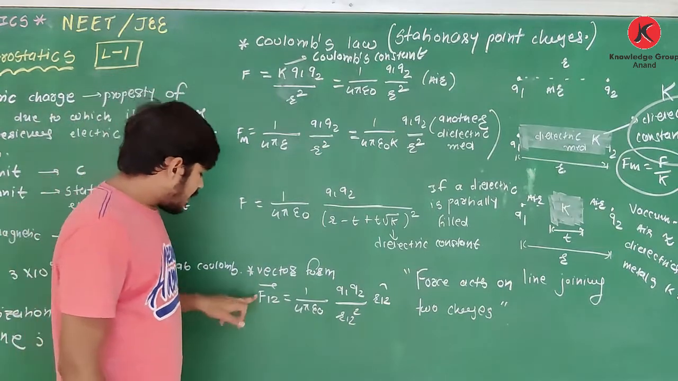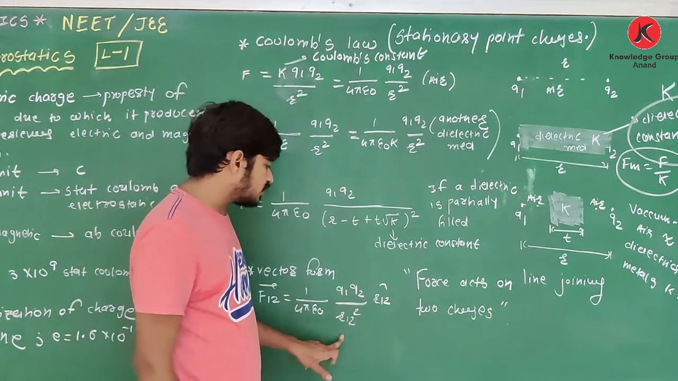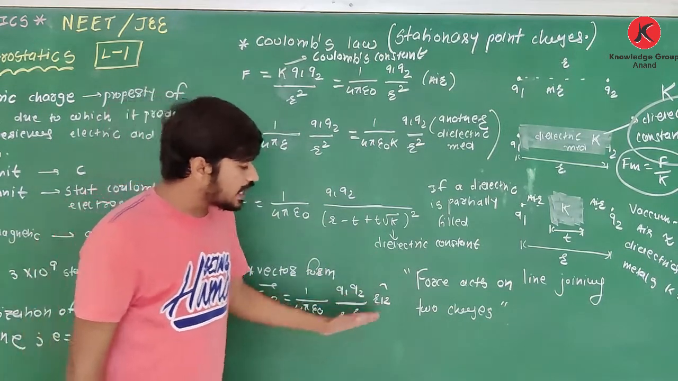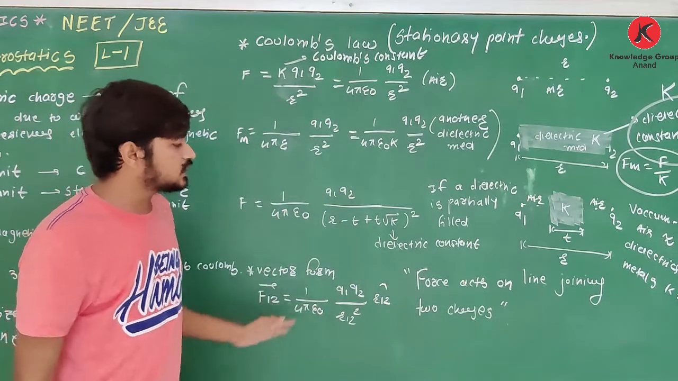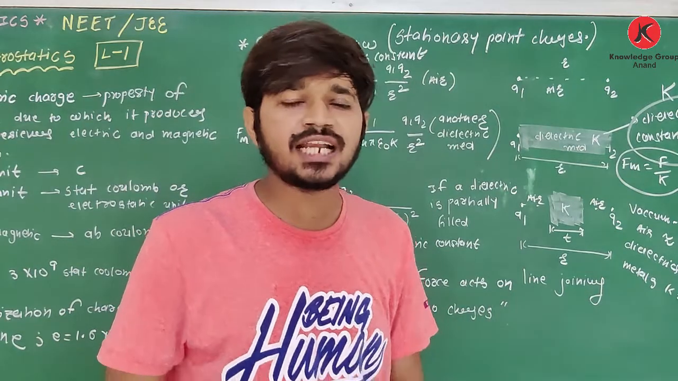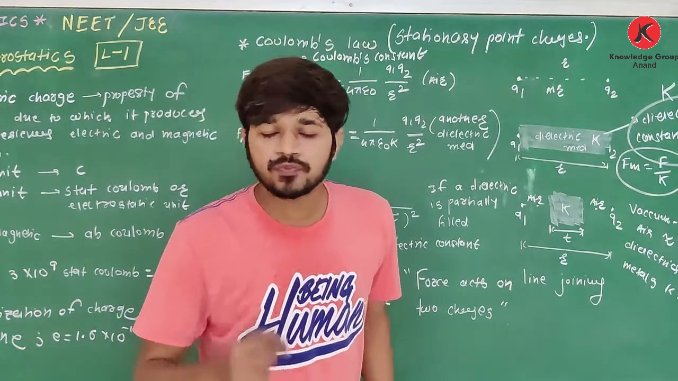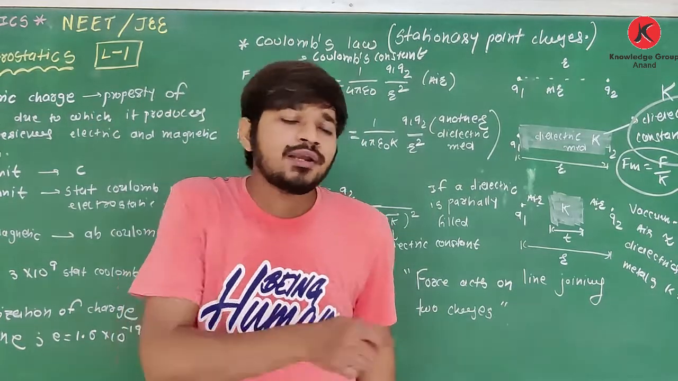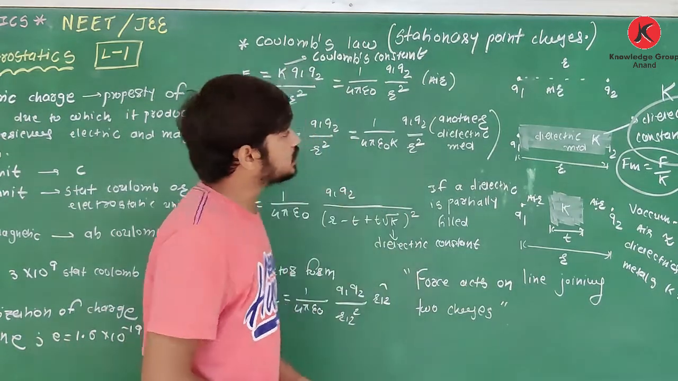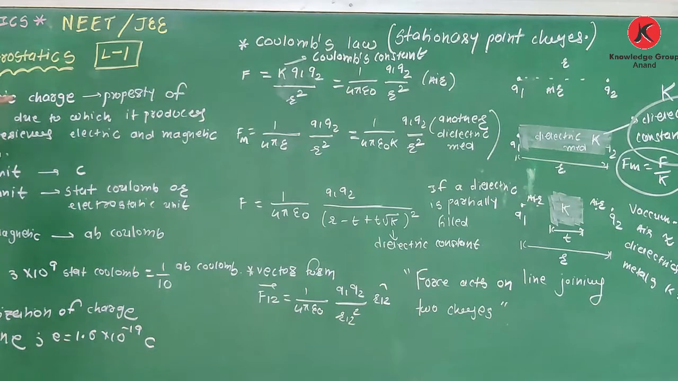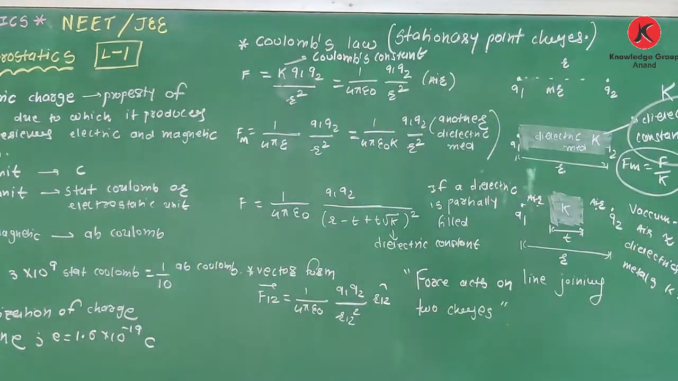Vector form of force, that is F12 is equal to 1 upon 4 pi epsilon 0 Q1 Q2 upon R12 square R12 caret. Okay, and yes, force acts on the line joining two charges. Plus, you also know that between two like charges there is repulsive force, and between two unlike charges there is attractive force. Yes or no? Yes, it is. So, it is basic about electric charge and Coulomb's law. Now, we will see some questions based on it.